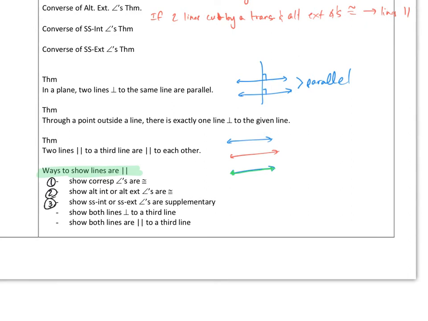The third way you can show lines are parallel is to show that the same side interior or same side exterior angles are supplementary. The fourth way is to show both lines are perpendicular to a third line. And the fifth way is to show both lines are parallel to a third line.